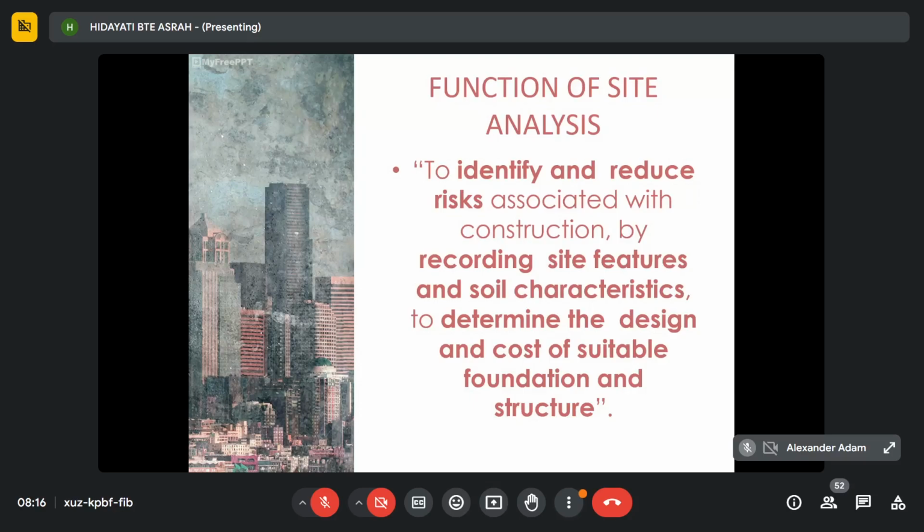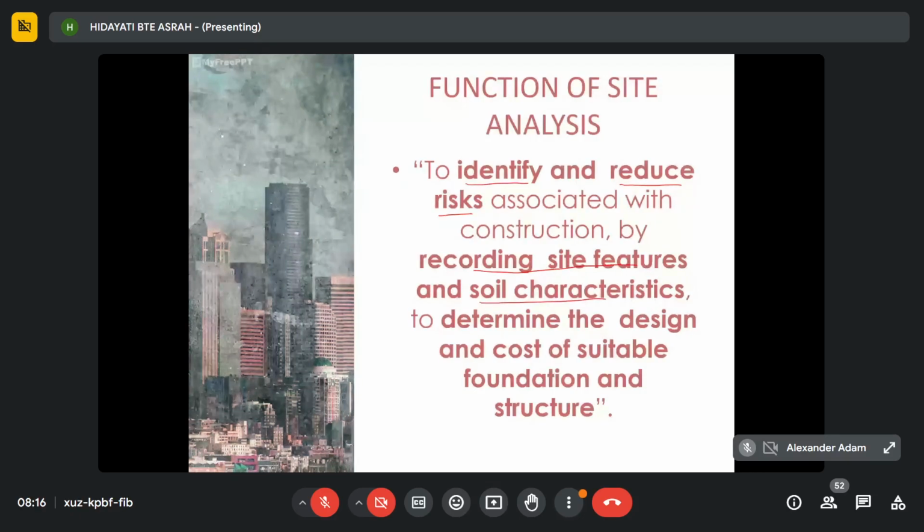we can say that the main function of site analysis is that you want to identify the risk, and once you identify it, you need to reduce the risk. So the function of site analysis is to identify and reduce risk which is related to the construction. This can be done by doing the investigation, and also you can record the site features. What is the characteristic of your site, and also you must obtain information about the soil characteristic.